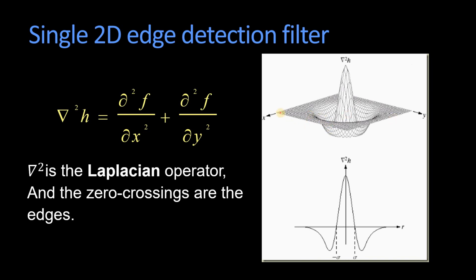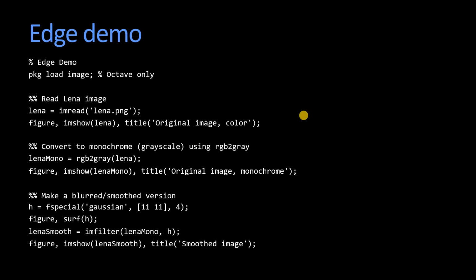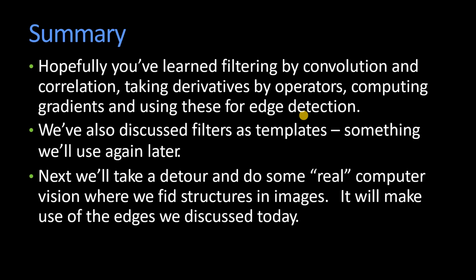This is the one that we apply on the image so that even if there is noise, it will work on noisy images to find the edges. So this is MATLAB code. We don't discuss this. So hopefully this was the summary. Hopefully you have learned the filtering by convolution and correlation, and how to take derivatives by using those operators, and you compute the gradient. All these things we have seen over here that we use for edge detection.